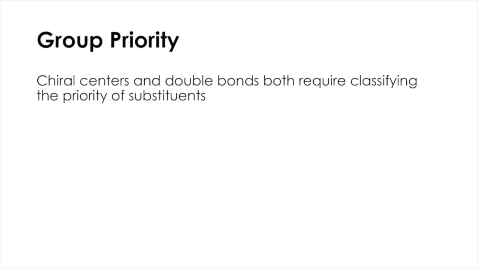When we're naming stereoisomers, it's important to prioritize the groups attached to chiral centers and double bonds. That's how we distinguish one stereoisomer from another. And to prioritize these groups, there are 3 steps, so it's important to make sure that you get it right.